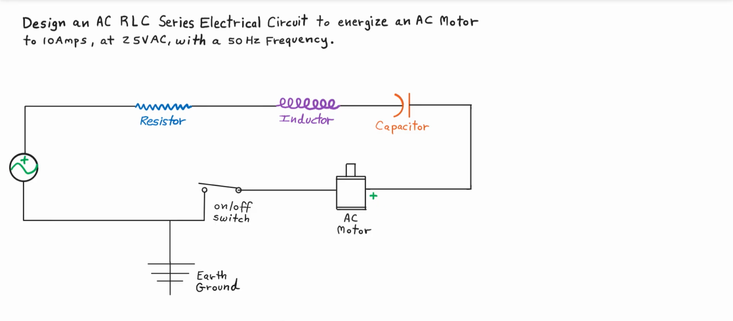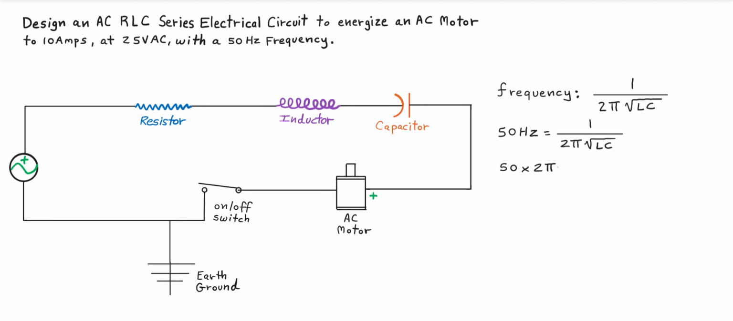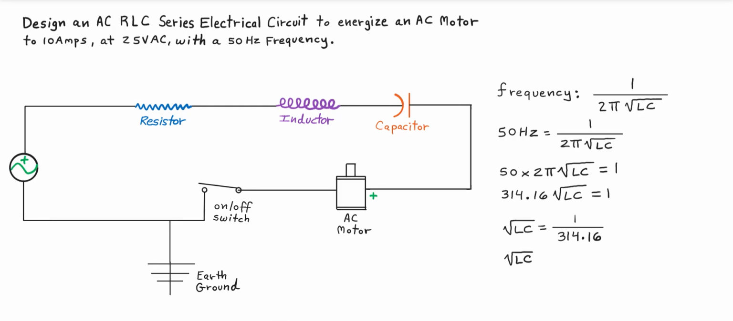So in this video, we're going to focus on designing an AC RLC series electrical circuit to energize an AC motor to 10 amps at 25 volts AC with a frequency of 50 hertz. So the first thing we want to do is figure out what frequency is also equal to, and it is this equation here. So if we solve for equal values of L inductance and C capacitance, then we can assign equal inductance and capacitance values.